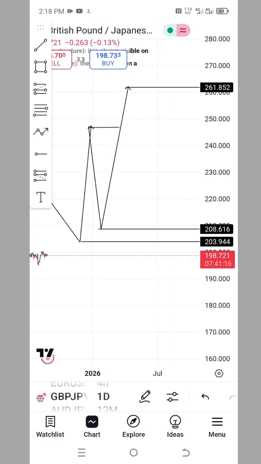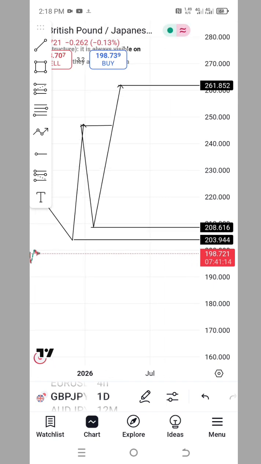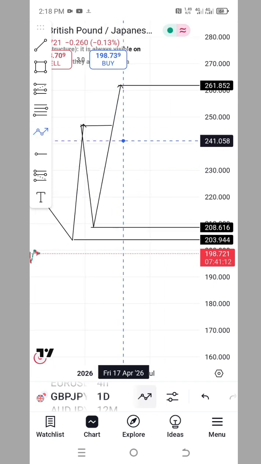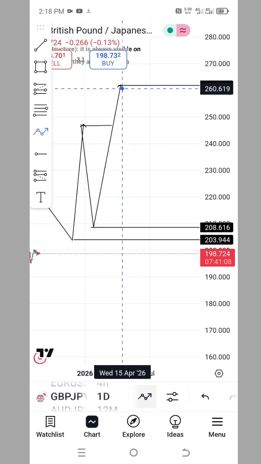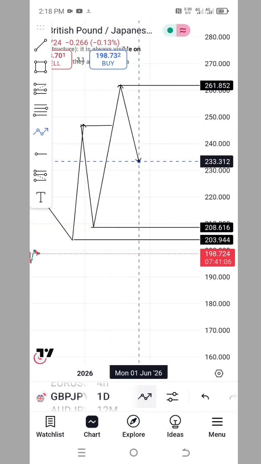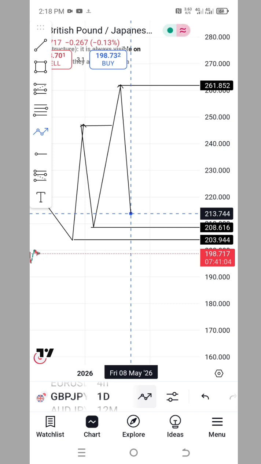This is how it will be on a swing structure. Remember, this is the swing high, this is the swing low. We are expecting price to come to a discount zone, then we follow it up.